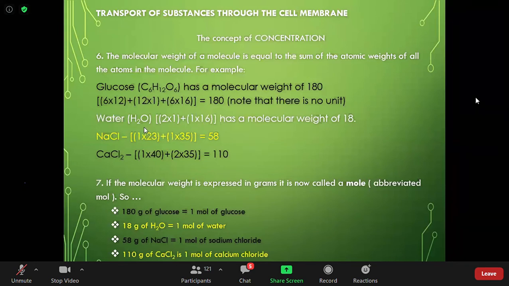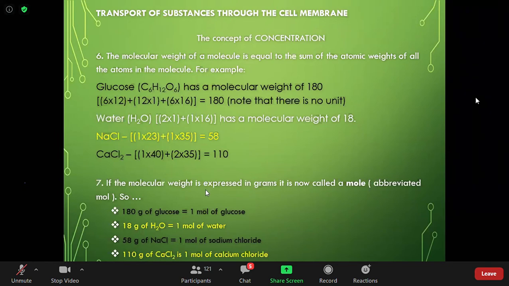Water is H2O. So 2 hydrogen, 2 times 1 plus 1 oxygen, 1 times 16, has a molecular weight of 18. Sodium chloride, 1 sodium with an atomic weight of 23 plus 1 chloride with an atomic weight of 35, so it is 58. Okay. Calcium chloride, 1 calcium, atomic weight of calcium is 40, plus 2 chloride times 35 atomic weight. So calcium chloride is 110.